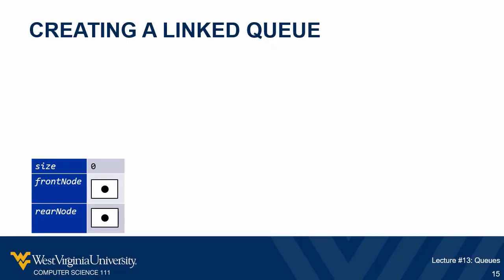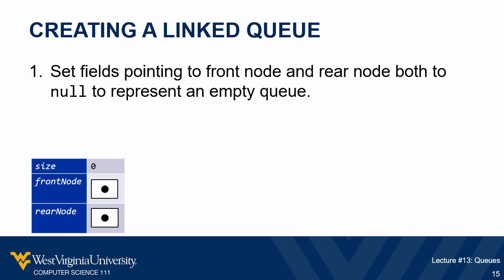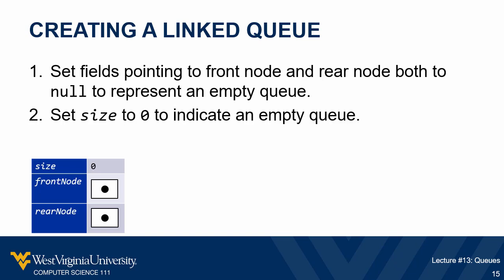When we go to create a new linked queue, there's two major things that we're going to have to do. The first is we're going to have to set our fields that point to the front and rear nodes to null. Both of them are going to need to be null. And that's basically because we don't have anything in the queue right now, so we don't have any nodes that we need to be pointing at. We also want to make sure that our size field is set to 0 since we don't have anything in the queue either.